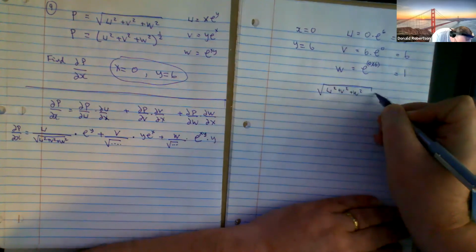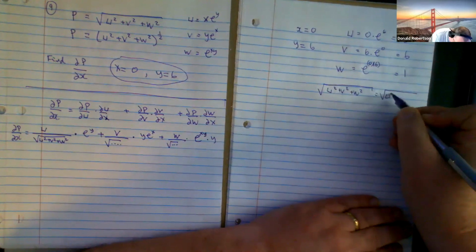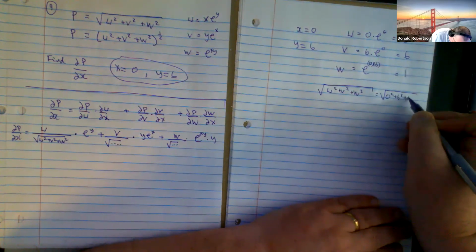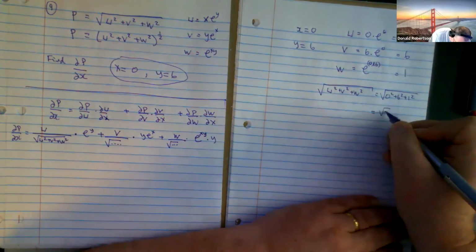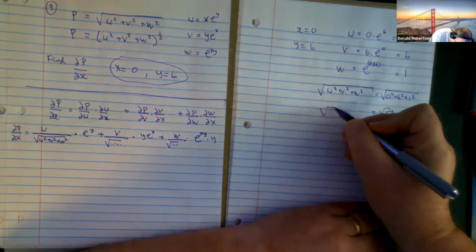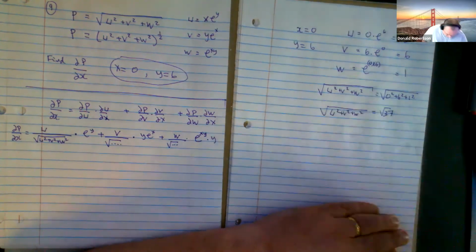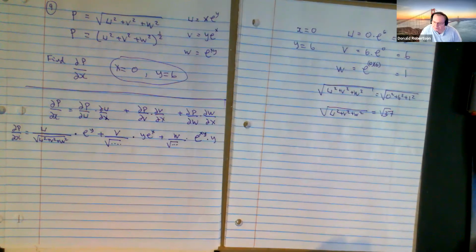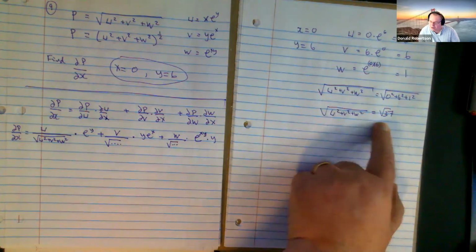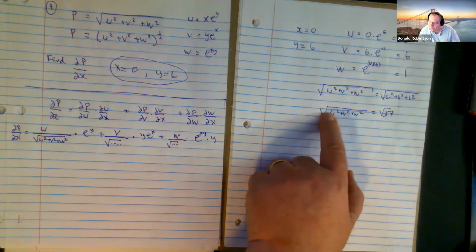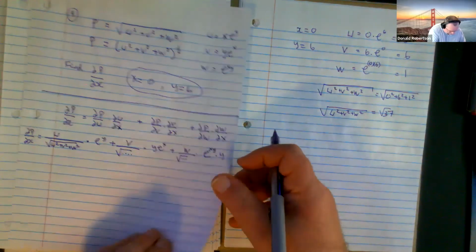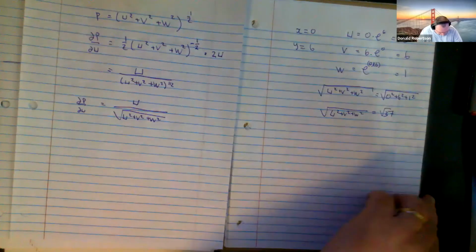That guy is going to be the square root of nothing squared, 6 squared, plus 1 squared. So that's going to be the square root of 37. Okay. Are you all comfortable about where that came from? Okay. I should be able to finish it off now, since I've got the building blocks that are going to be of help.